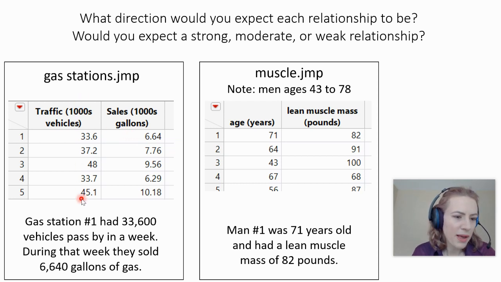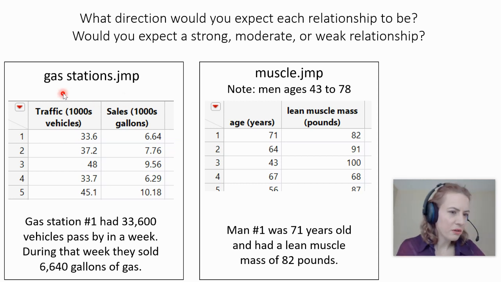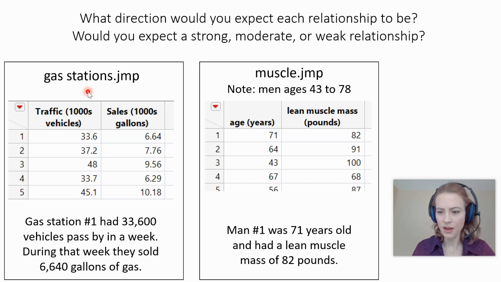All right, so before we plot this, would you expect a positive relationship, negative relationship, or no relationship between these two variables? And once you think you have a guess at the direction, do you think it would be a strong relationship, where the points really line up well, that there's a strong correlation between traffic and sales? Or do you think it would be maybe moderate or weak? Just take a guess. We'll find out in a moment.